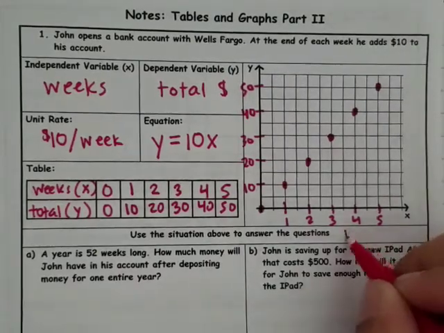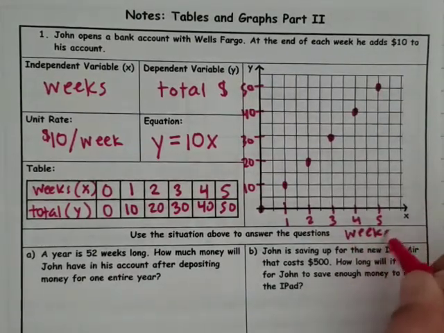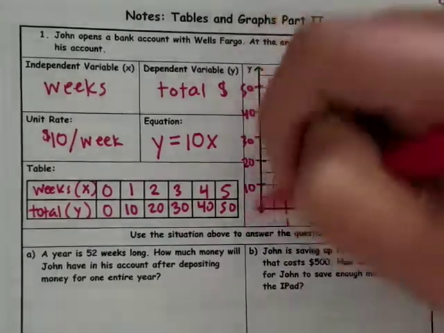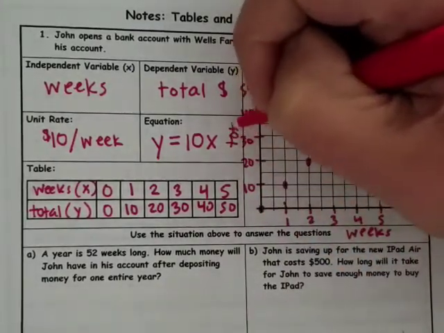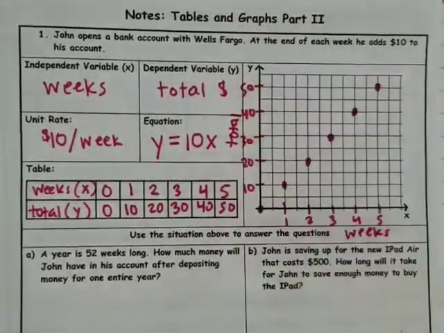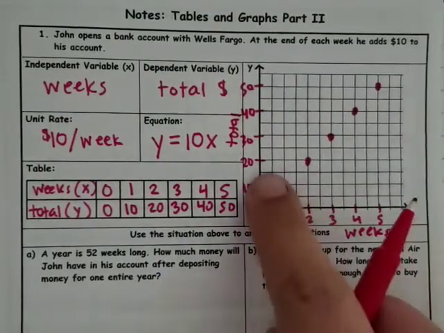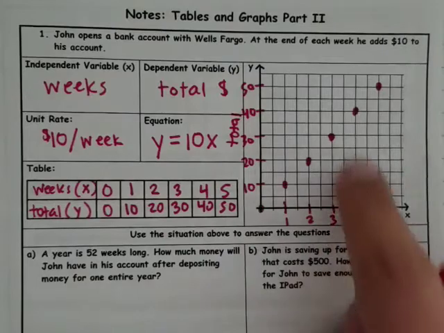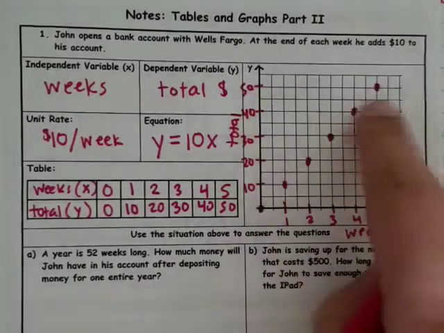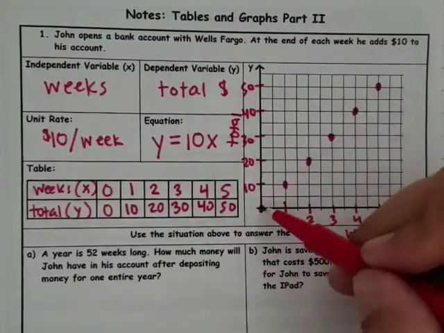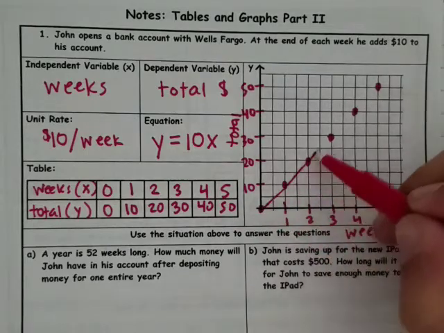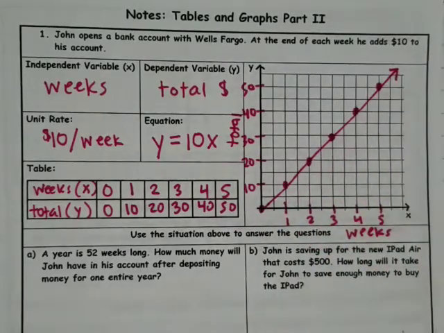And if you want to label this so that you know that this is your weeks, because that's your x-axis, and this is your total, we can label that as well. And that's your y-axis. So each of these points represents a week. So week 1, $10, week 2, $20, week 3, $30, week 4, $40, week 5, $50. And those all match up. And then we can connect them to make it a nice linear function.